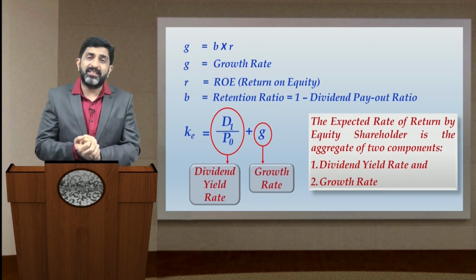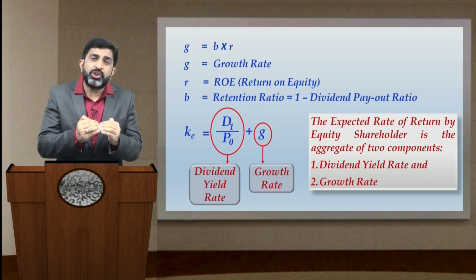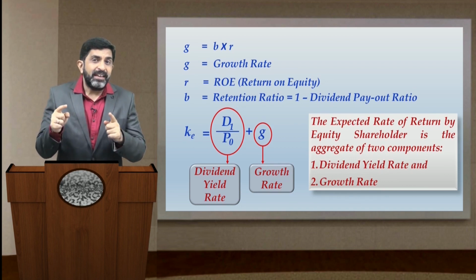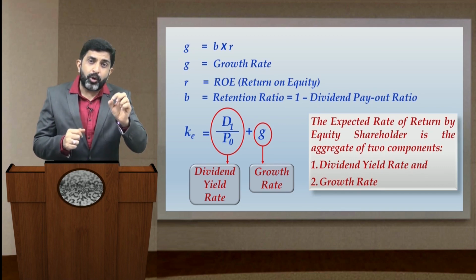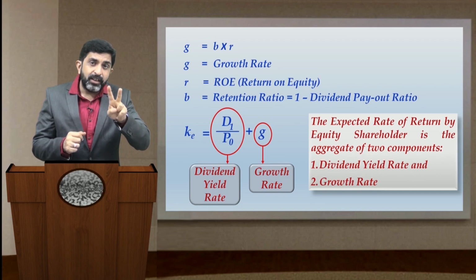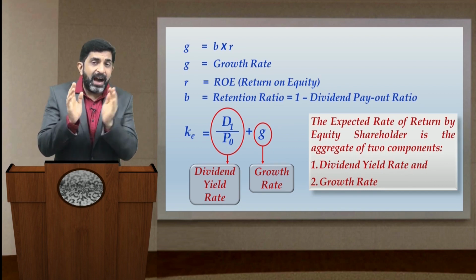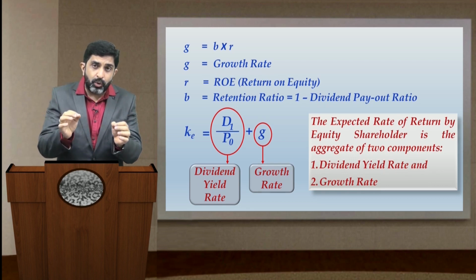Fourth and last assumption, the company must retain a portion of its earnings. If there is no retention, there won't be any growth. Why? Look again at what is written over here. Growth is a product of two components. One is R and one is B. R stands for return on equity. B is the retention ratio.